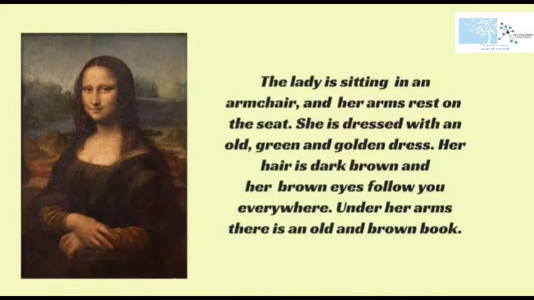The lady is sitting in an armchair, and her arms rest on the seat. She is dressed in an old green and golden dress. Her hair is dark brown, and her brown eyes follow you everywhere. Under her arms there is an old brown book.